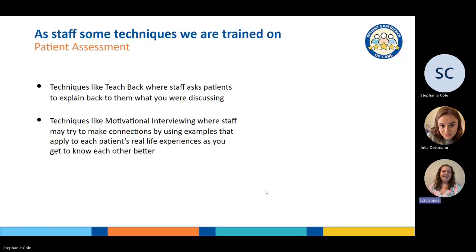As staff, we are trained on some techniques such as teach back, where staff ask patients to explain back to them what you were discussing to gauge what level of understanding they have of what you've been discussing. That is a method that is referenced in the conditions for coverage, as well as techniques like motivational interviewing, where staff may try to make connections by using examples that apply to each patient's real life experience as you get to know each other a bit better.